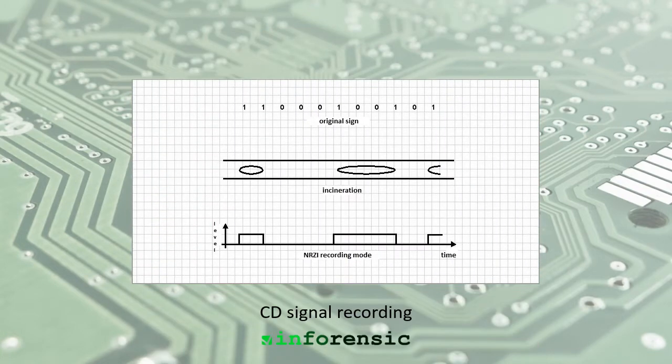CD signal recording. Top: original signal. Central: burning. Bottom: NRZI recording mode.